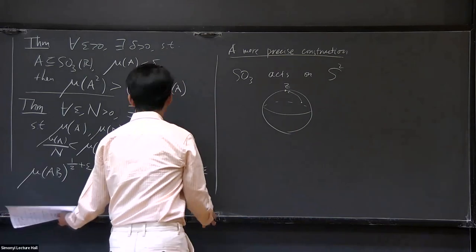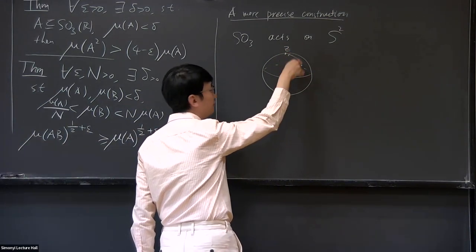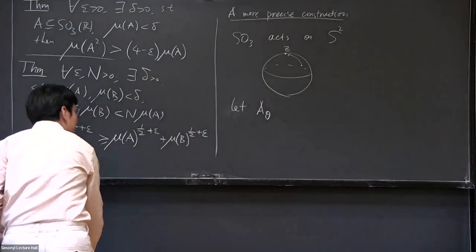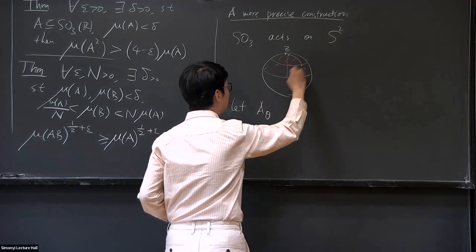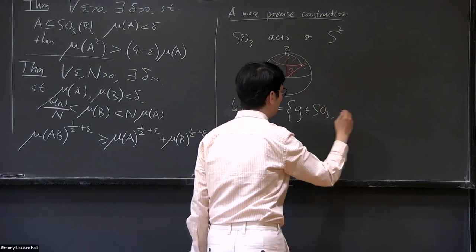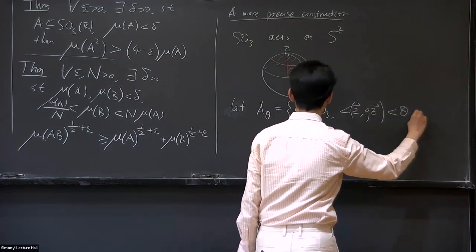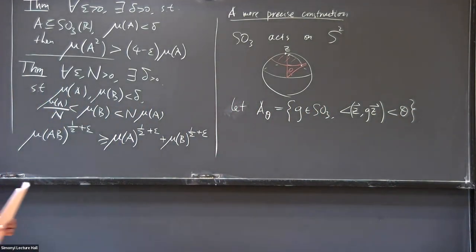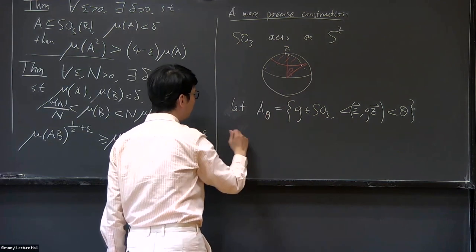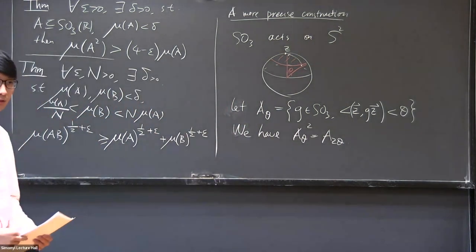This gives you a coset. Because of this, we can define a set to be a small neighborhood of the north pole, like moving all the points within this angle. Let me write it down. We can define A theta to be the set of g in SO(3) such that the angle between z and gz, as a vector, is smaller than theta. We consider this cap. One can check, it's not completely trivial but easy to check, that A theta squared is just A 2 theta. So it's nice, we have control.